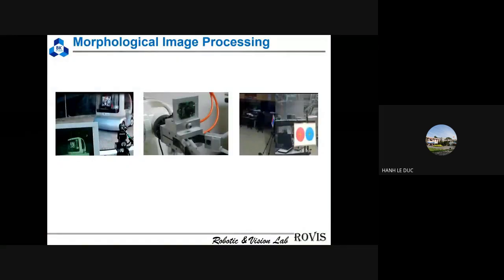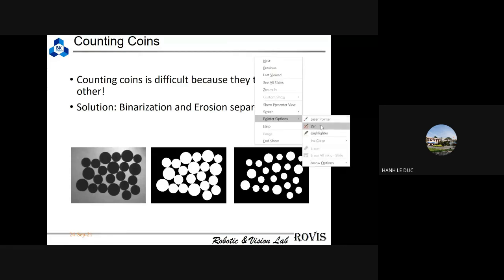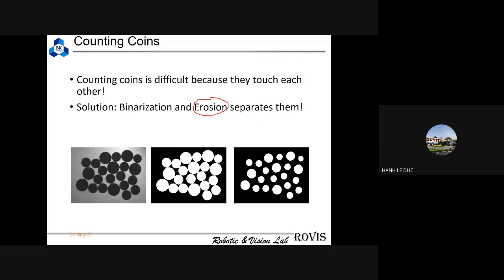Okay, and today we go to another filter algorithm named morphological image processing. And this filter is applied on just a binary image. So we go to the first one, and the first one is called erosion, or erode.